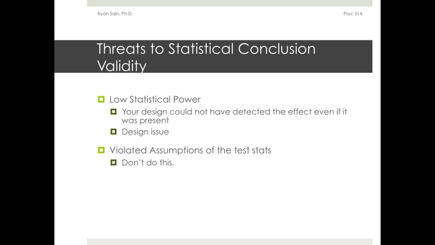The next threat is violating assumptions of the test statistics. Don't do it. That's all there is to it. We'll go over that stuff later. This is my pet peeve. I could spend 2 or 3 days sitting here talking about this stuff. Each statistic has its own assumption. There's a reason it has an assumption. It's because that's the only way the statistic will do what it's intended to do. Therefore, if you violate your assumption, game over. Your statistic doesn't mean anything.